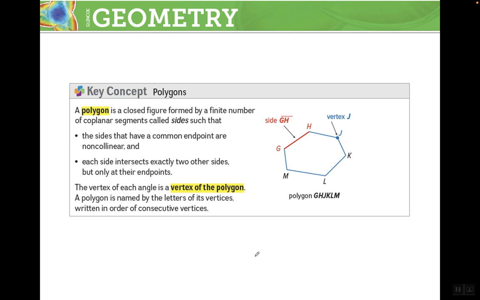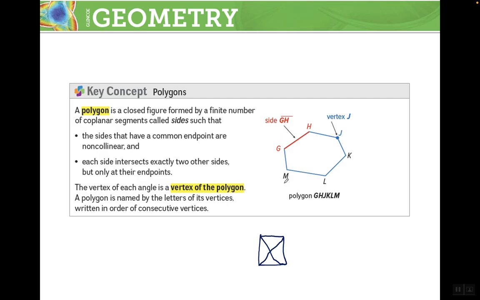What that means is you can't have a figure like, whoops, I was going to make kind of an X inside a square. You can't have them crossing like that. So the vertex of each angle is the vertex of the polygon, and it's named by the letters of its vertices. So this polygon would be polygon GHJKLM.